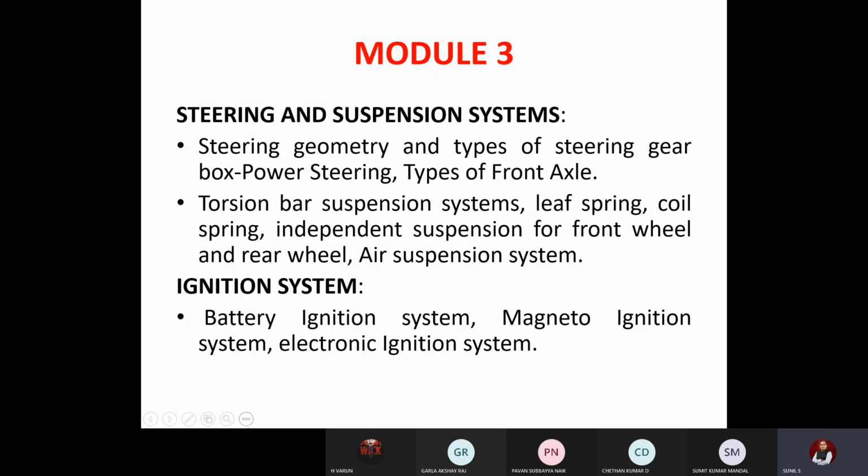See, in module 1, we have studied about basic components of an automobile and in detail about the various components of an IC engine. Then some of the supporting structures for IC engine like lubrication, cooling. In module 2, we have studied about brakes. Now we will be studying about steering, suspension, and ignition systems.